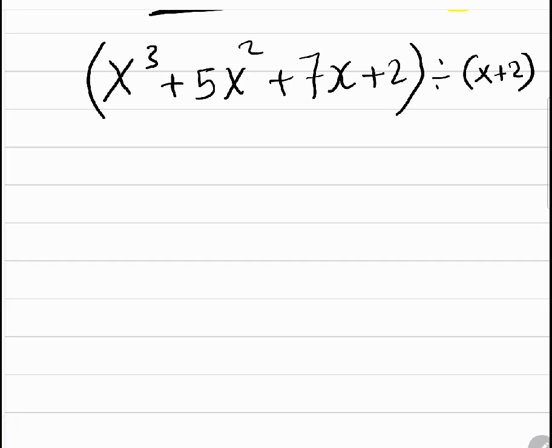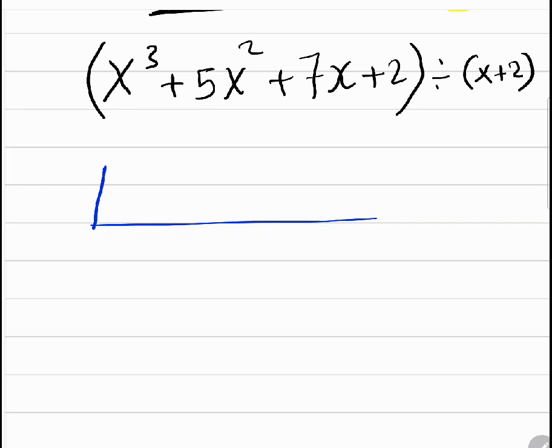Now let's try another example. Let's take x cubed plus 5x squared plus 7x plus 2, and let's divide it by x plus 2. So for the sake of practice, go ahead and try it. Feel free to pause the video.